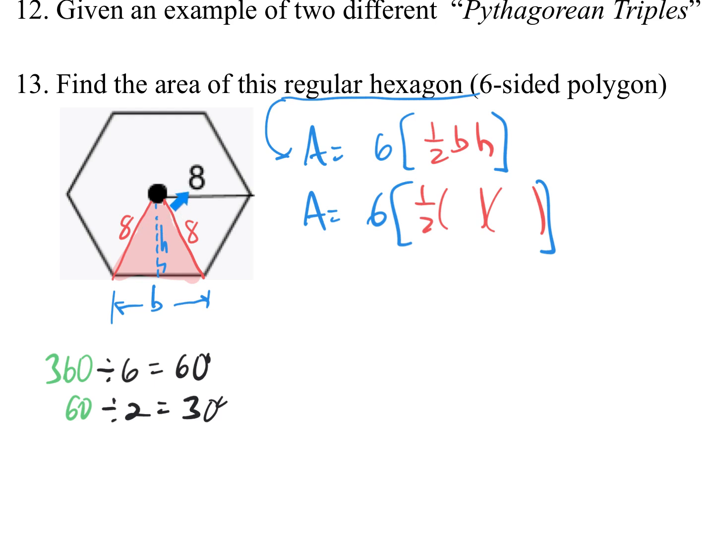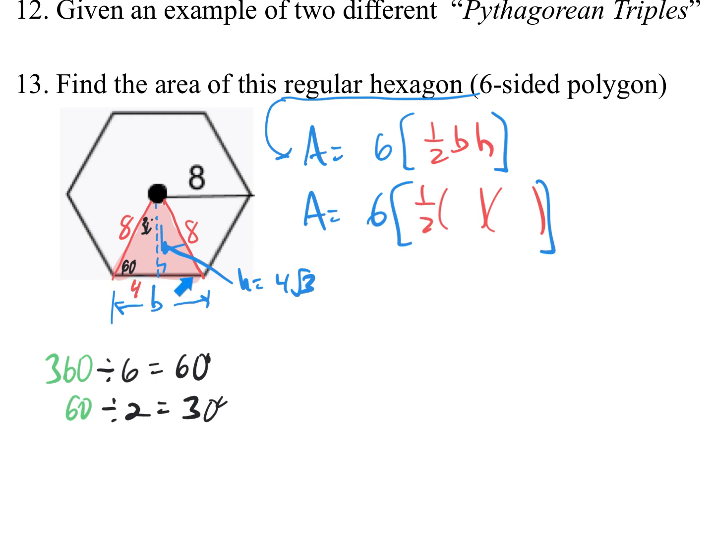An entire revolution is 360. So if there are 6 triangles, 1, 2, 3, 4, 5, 6, the central angle will be 60 degrees. And that blue altitude divided the 60 degrees into 30 degrees. So we have a 30, 60, 90. And in the 30, 60, 90, the hypotenuse gets halved to give you the short leg. So short leg is 4. And the long leg is that short leg times root 3. So h equals 4 root 3.